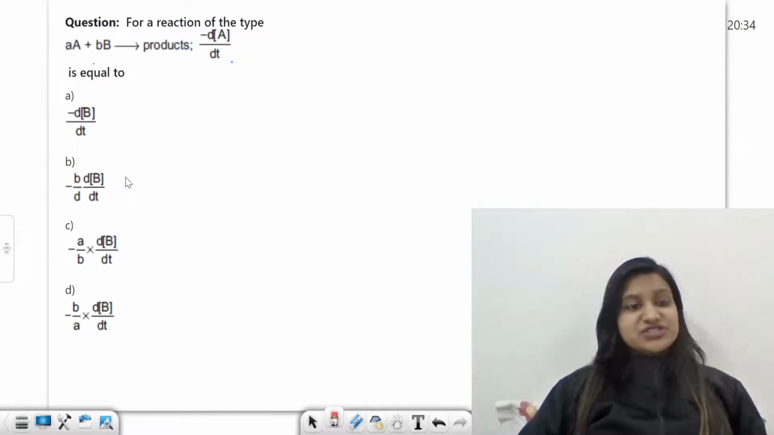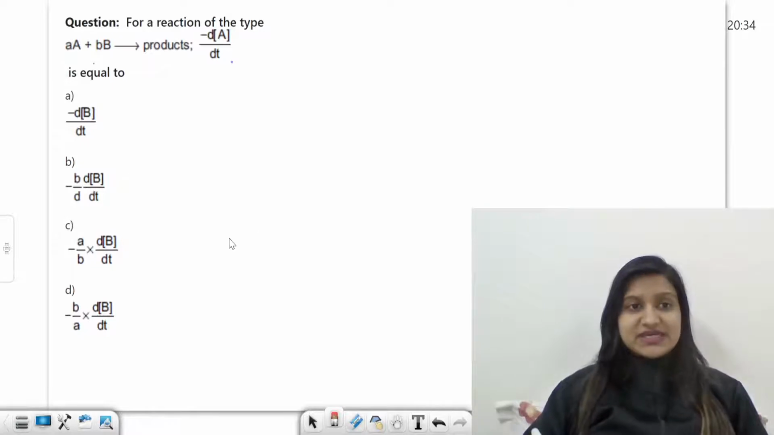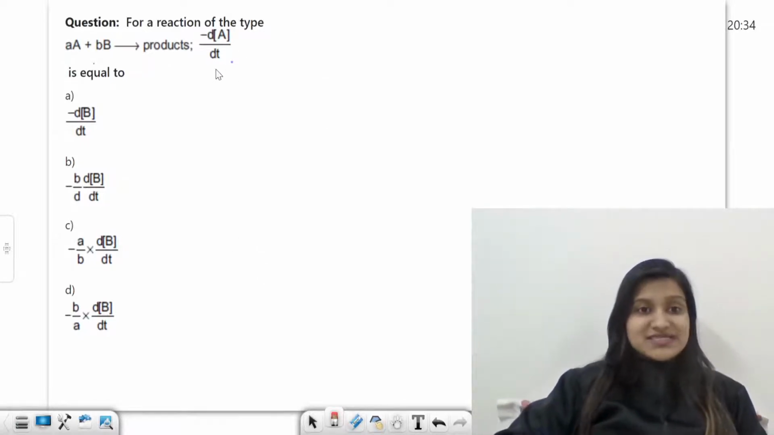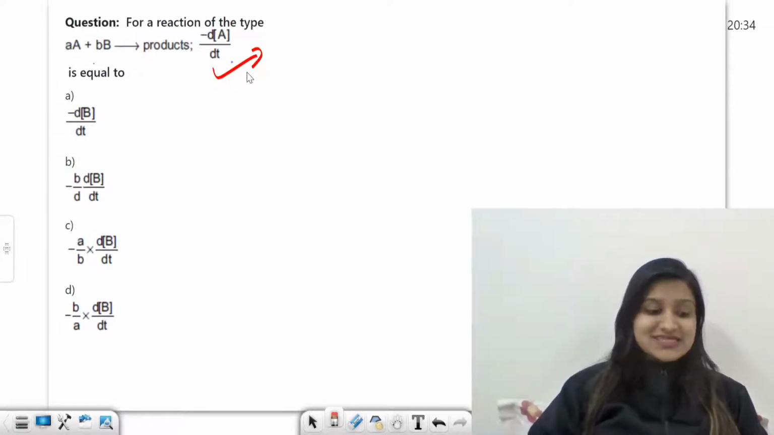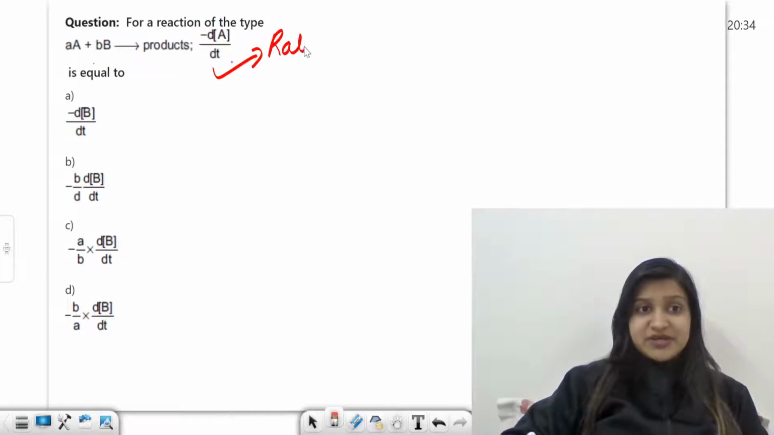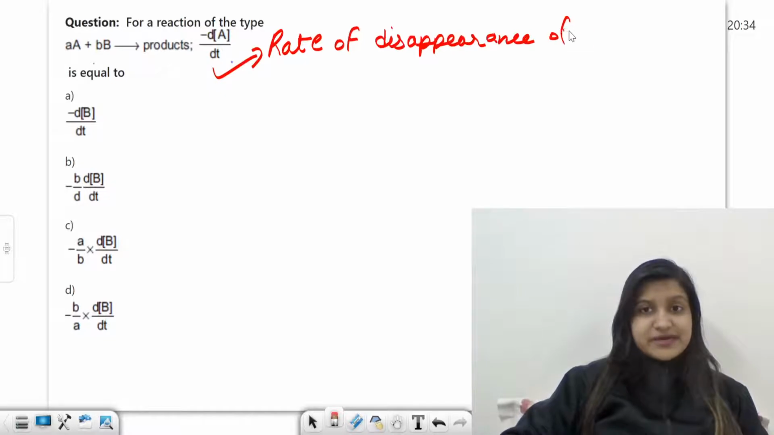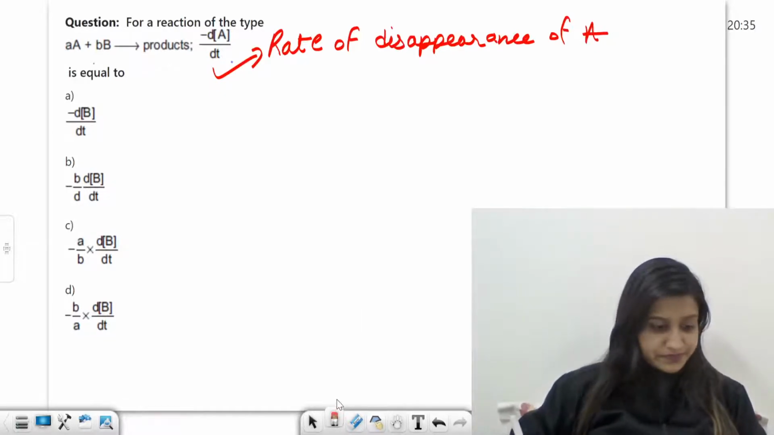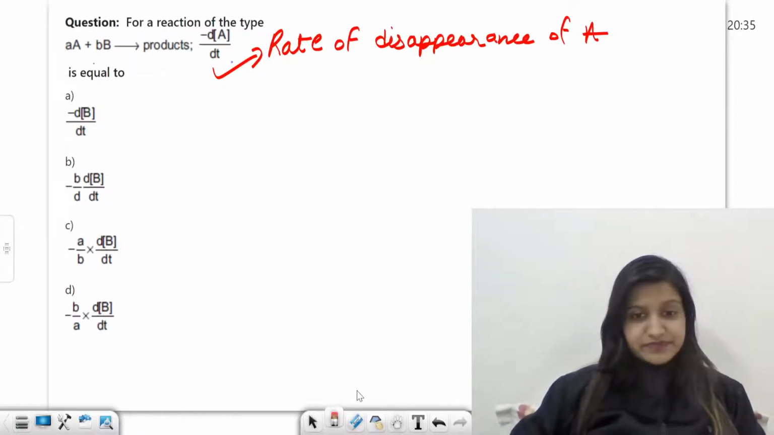For a reaction of the type aA plus bB gives us product, then minus dA by dt. Now what is this minus dA by dt? This is your rate of disappearance of A. Rate of disappearance of A. All right. Okay.